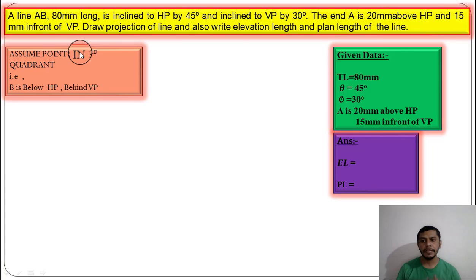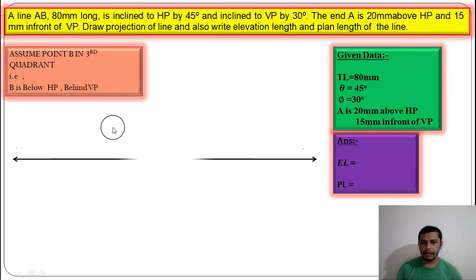So if the point is below HP, behind VP, we will get the elevation of point B below the XY reference line and the plan of point B above the XY reference line. You have to keep this in mind and you can start the drawing. So let us start. First of all, draw the XY reference line.